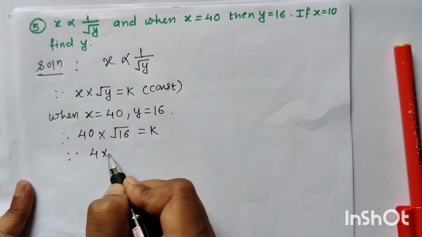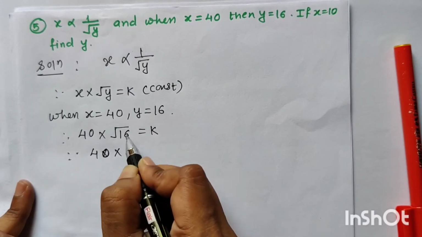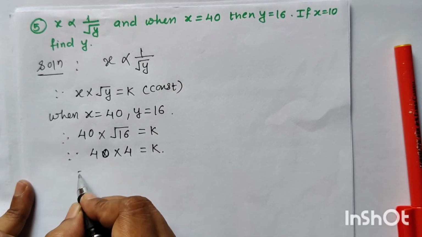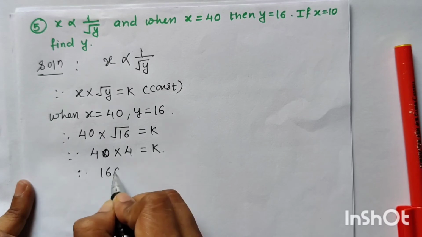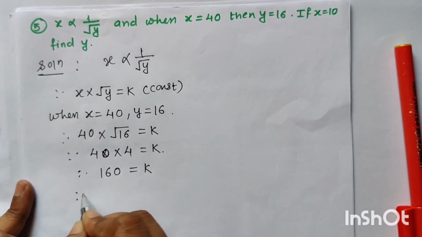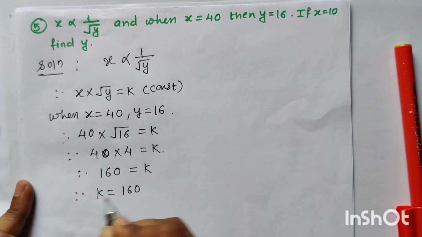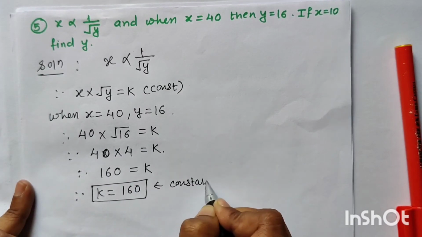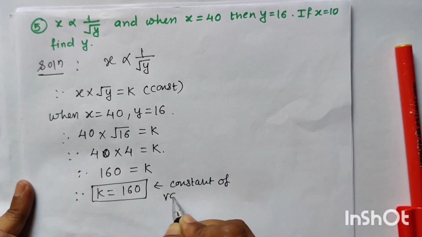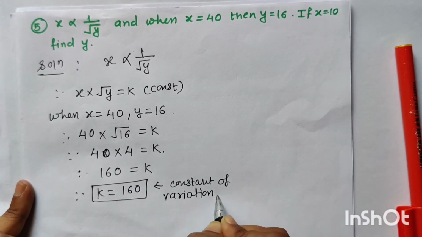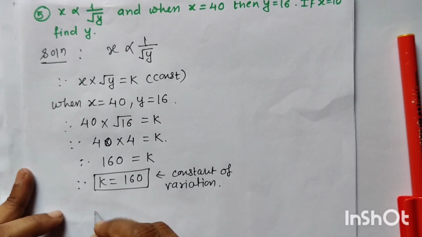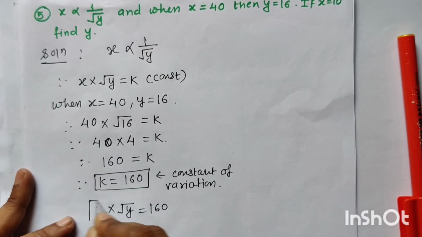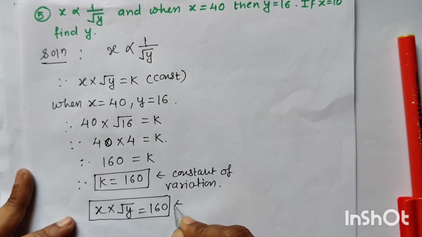Therefore, 40 multiplied by square root of 16, which is 4. So, what is the answer? 4 fours are 16 again, so 160 is equal to k. So k is equal to 160, which is the constant of variation. And from the constant of variation, what will we get? The equation of variation. x multiplied by square root of y is equal to 160 is the equation of variation.